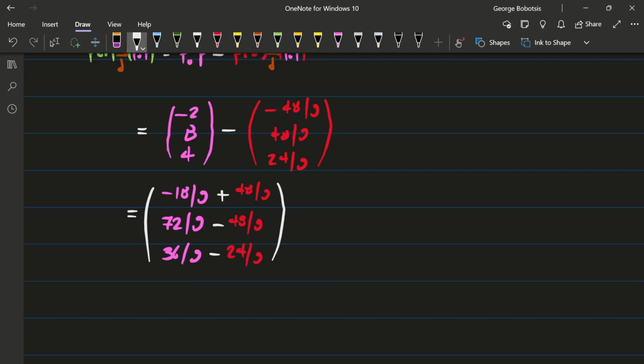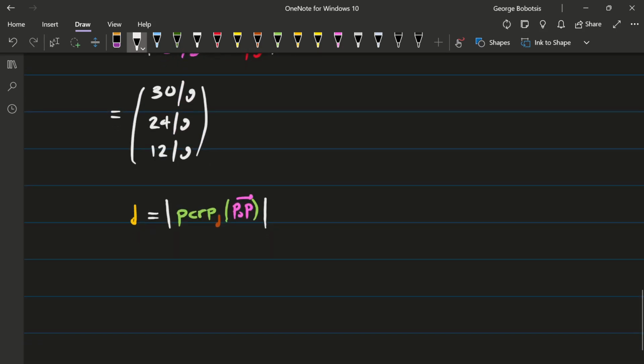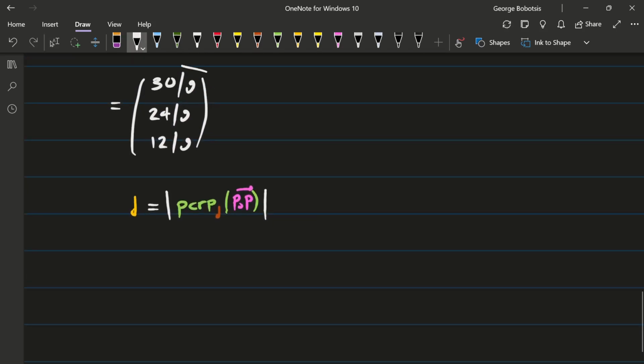There we go. A little bit of fraction work. And you get yourself, what is that? 48 minus 18, 30. Sorry, 40, 30 over 9 is the first component. 72 minus 48, that's 24, 24 over 9. 36 minus 24 is 12, 12 over 9. Nice. So at the end of the day, that's the perp that we just found over here.